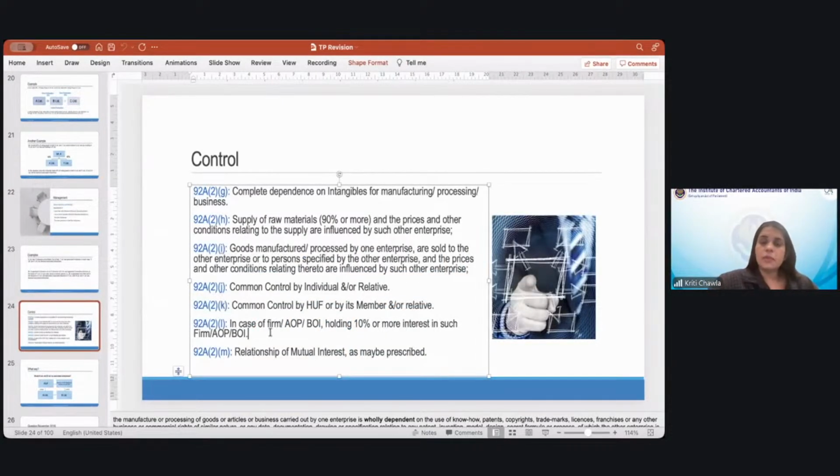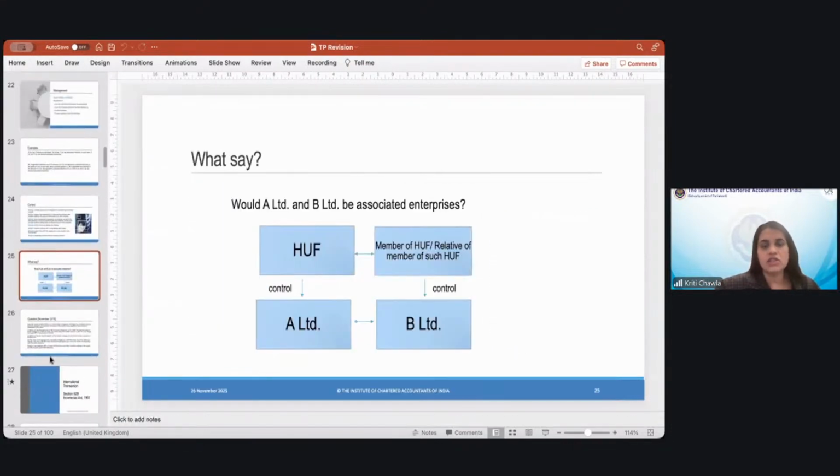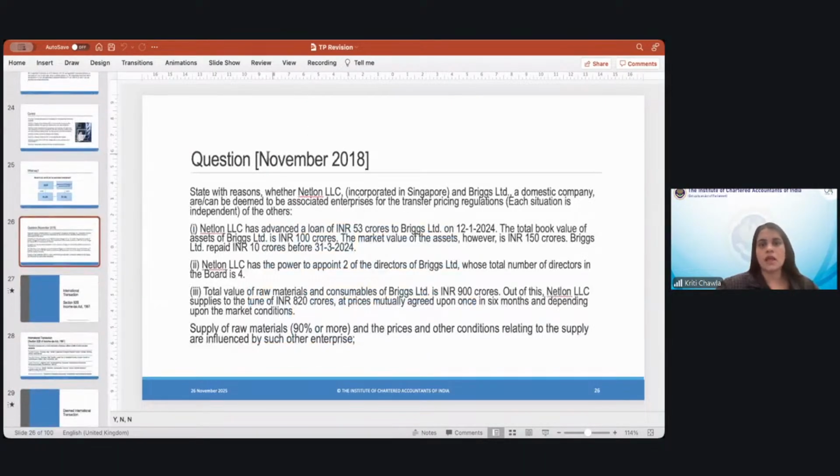Then in case of a firm, AOP, BOI holding 10% or more interest, and then M specifies relationship of mutual interest, which may be prescribed, but nothing has been prescribed by CBDT as yet. So this is what association really looks like.